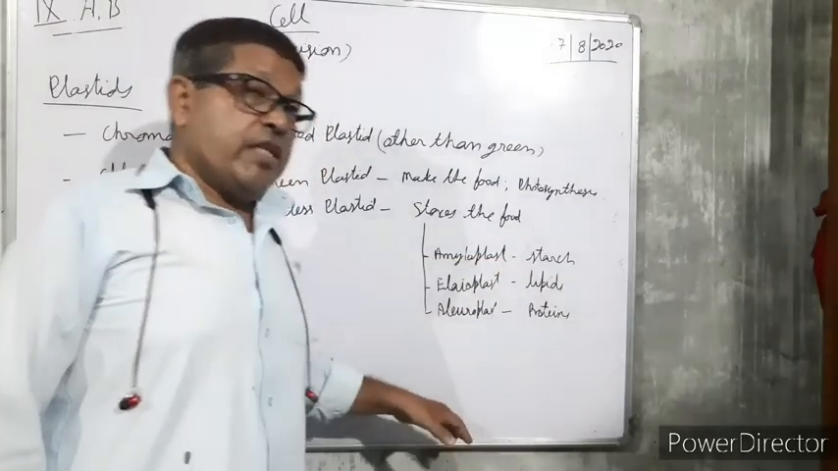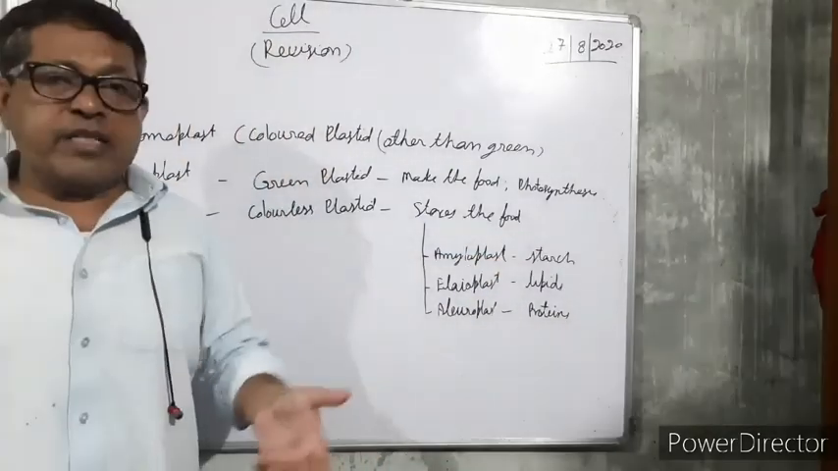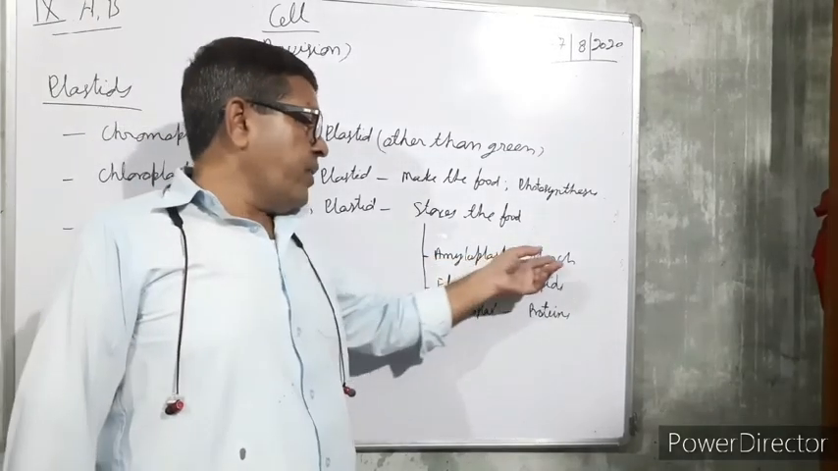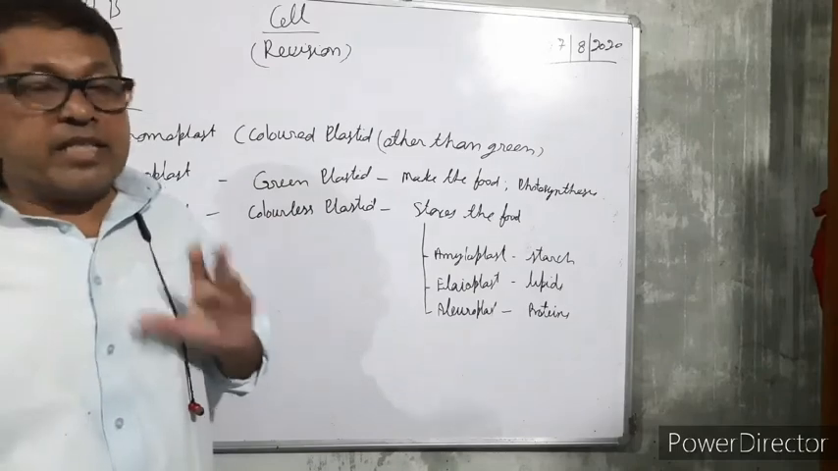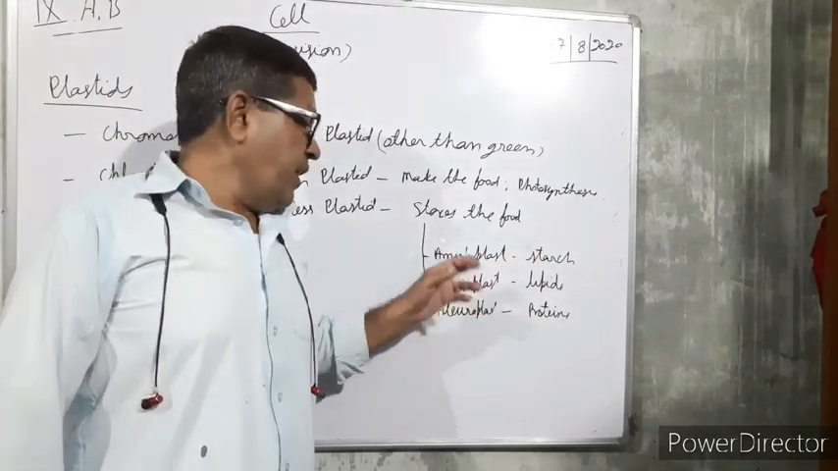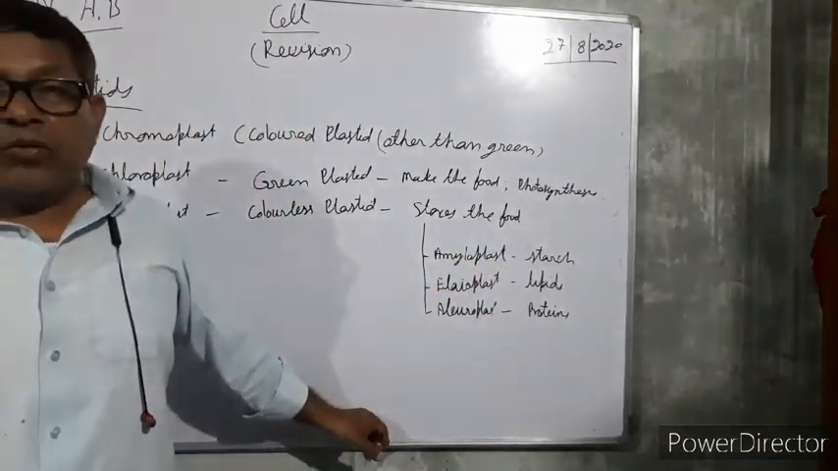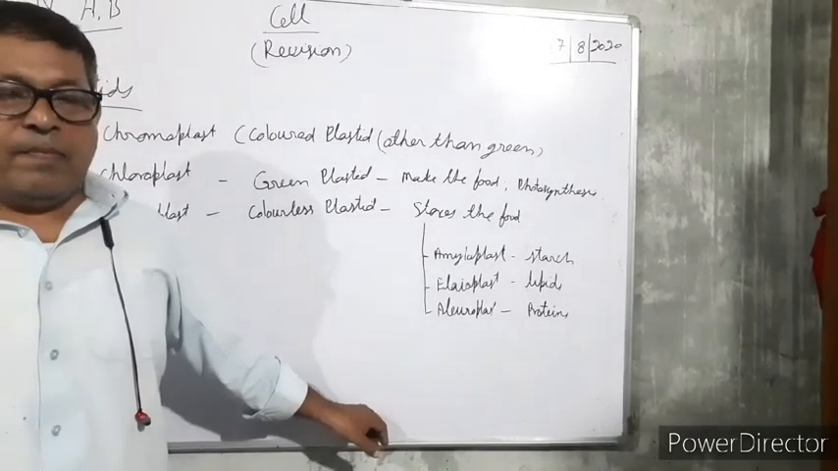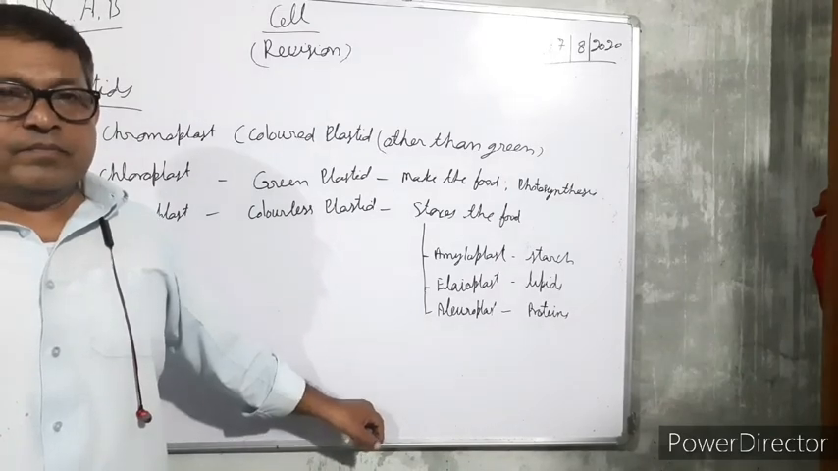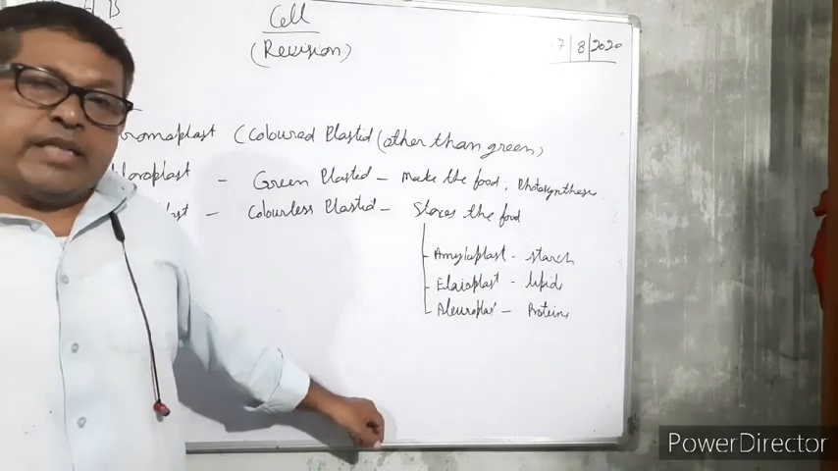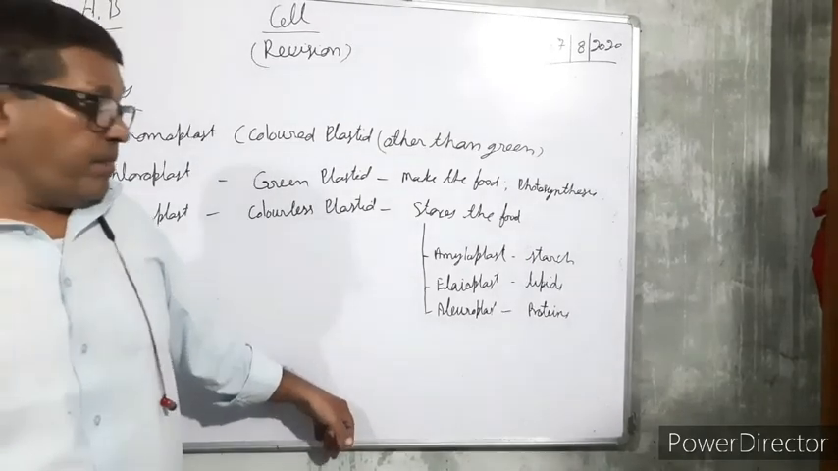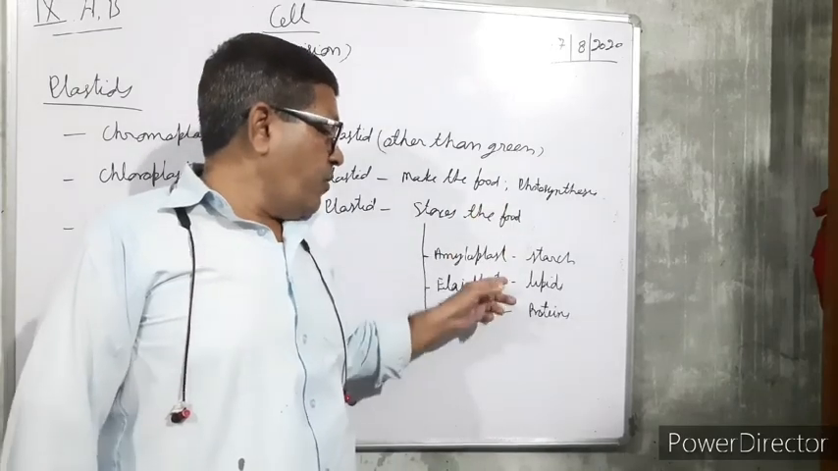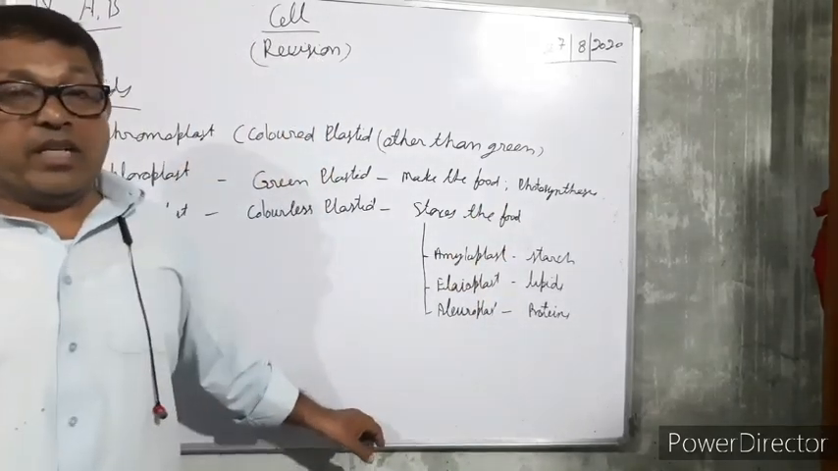Amyloplast stores the starch. You are familiar with wheat, rice, maize, etc. This type of amyloplast is found in wheat, rice, etc., since it stores the starch. And elaioplast stores the lipids. You are familiar with oil yielding plants, mustard, soybean. These are the plants having the elaioplast, and this elaioplast stores the lipids.